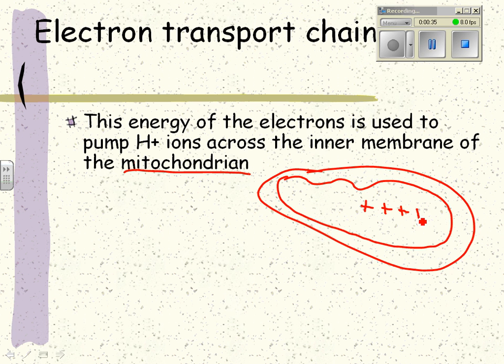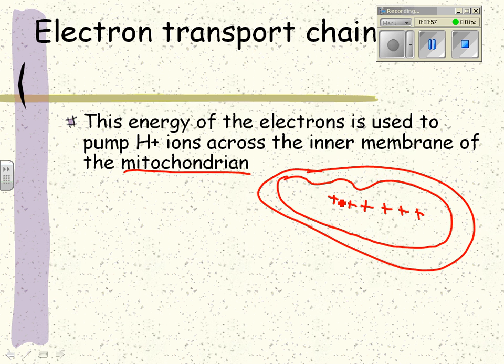Inside of the membrane of the mitochondrion are things called hydrogen ions. Hydrogen ions are basically just protons. If you know anything about chemistry, a hydrogen atom has one proton and one electron, and so a hydrogen ion would have one proton and no electrons. So that's all it is.